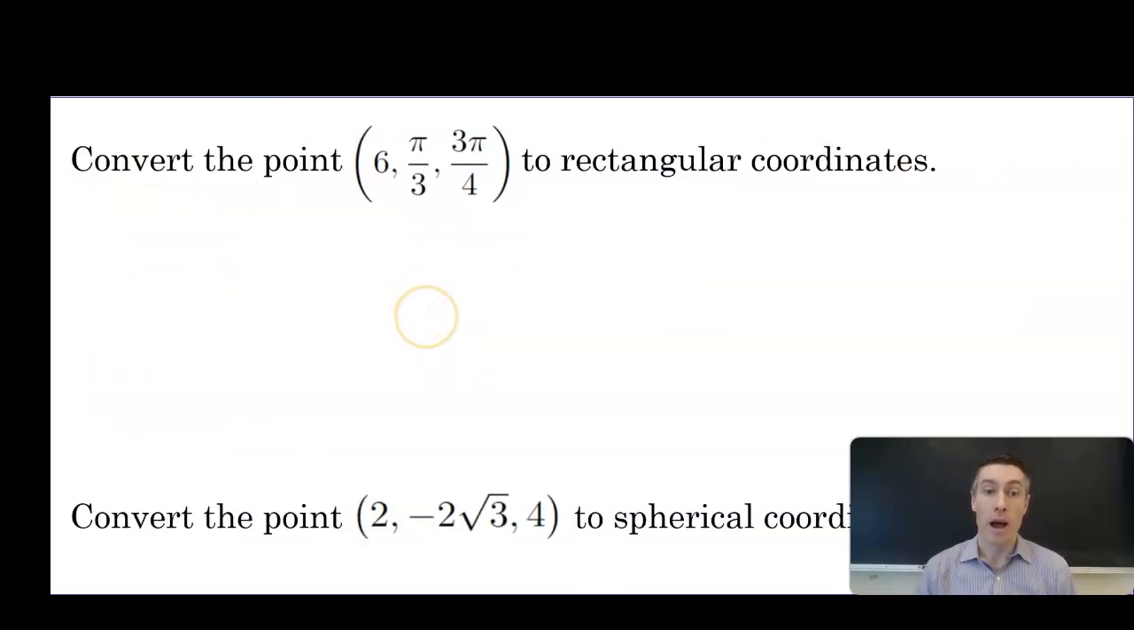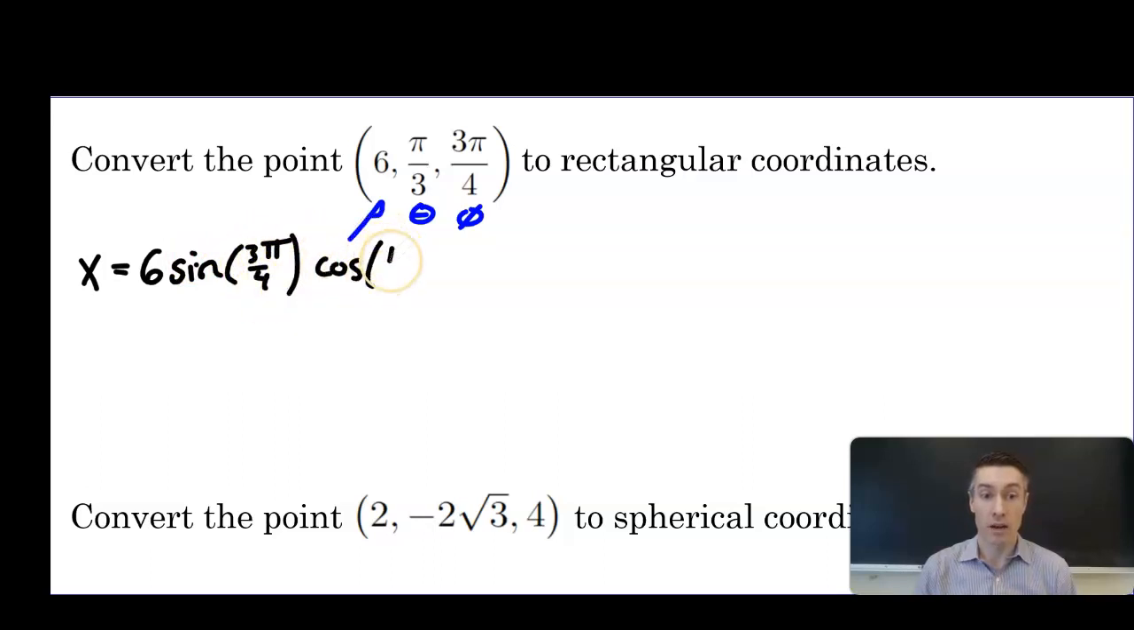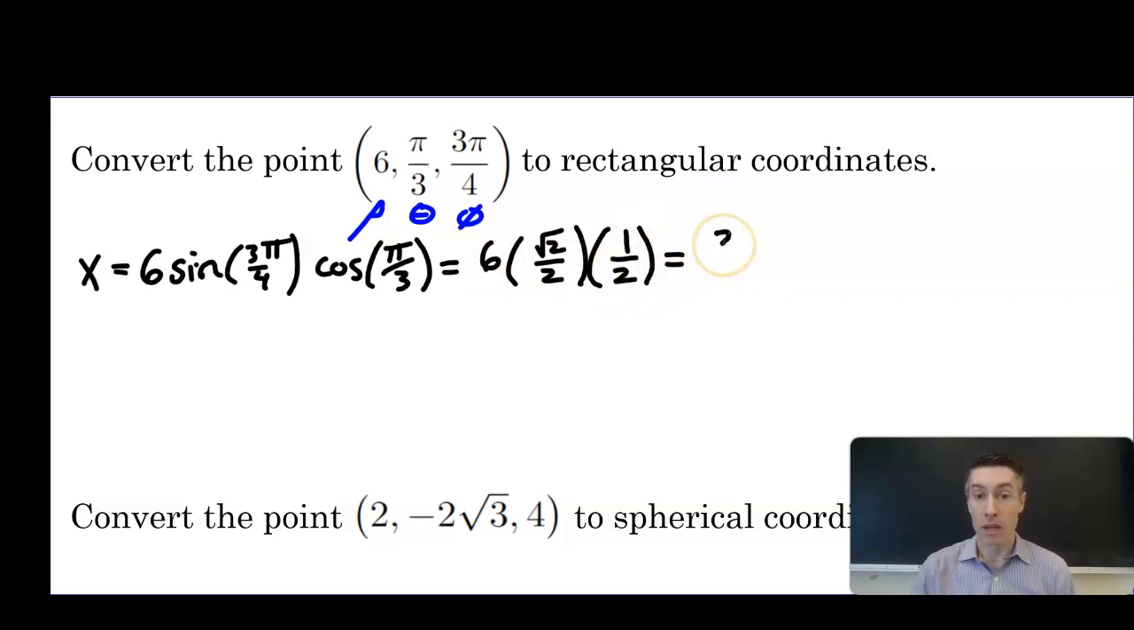So convert the point 6, pi over 3, 3 pi over 4 to rectangular coordinates. So this is rho, theta, and phi, as far as the order the point is written. So x equals 6 sine phi, so sine of 3 pi over 4, cosine theta, so cosine of pi over 3. So we get 6 times the square root of 2 over 2, 3 pi over 4 being in quadrant 2, sine will be positive. And then cosine of pi over 3, that's going to be 1/2. And that's going to be 3 square root of 2 over 2.